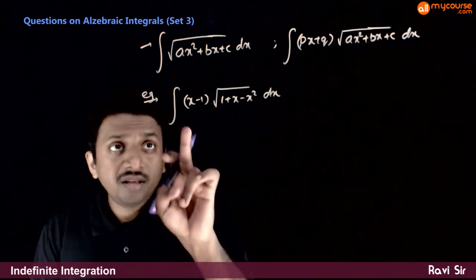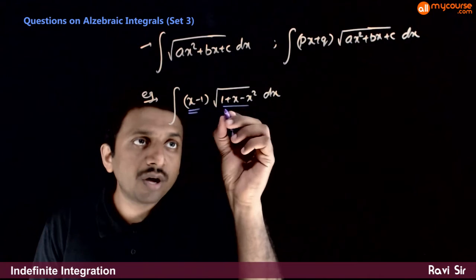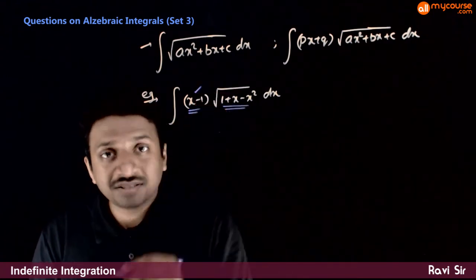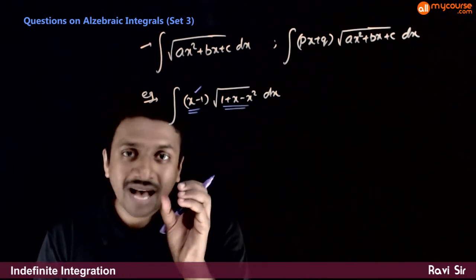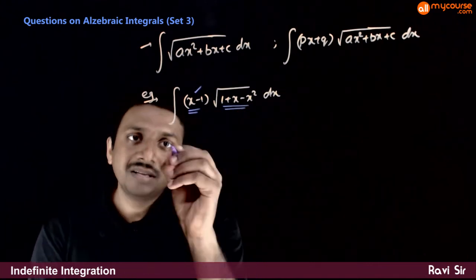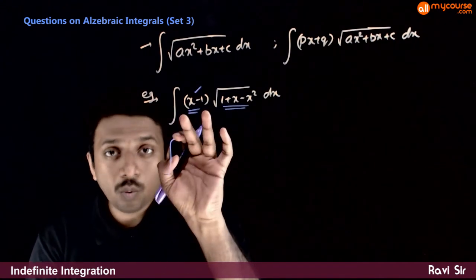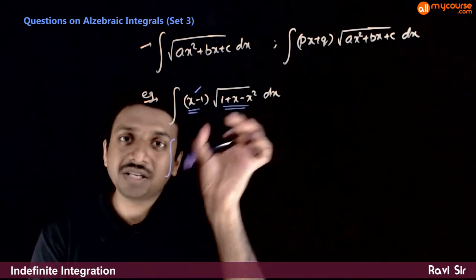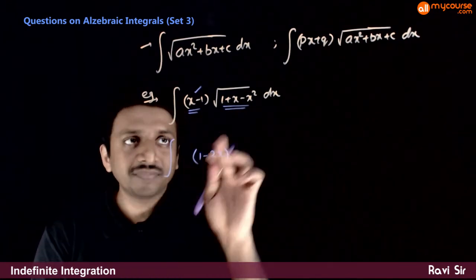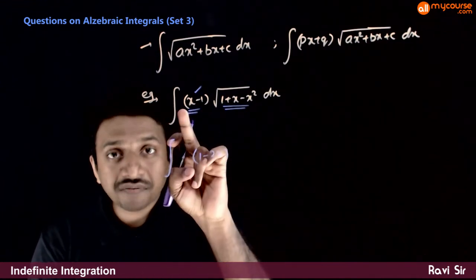For example, if you want to integrate x minus 1, that is a linear, times root of quadratic. Here also the process is the same. You need to express the linear term as some alpha times d by dx of the quadratic plus some beta. So first I'll adjust the linear term. To adjust the linear term, you write the differentiation of the quadratic. The differentiation of the quadratic is 1 minus 2x, right? Now adjust the x term first. The coefficient of x is 1 here.